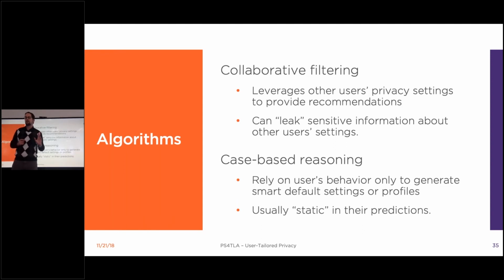But one problem is that it may itself fall prey to privacy problems, because sometimes it's possible for a system like this to leak sensitive information about other users' privacy settings through the recommendations that it makes. So you have to be a little bit careful with that. There are actually privacy-preserving algorithms as well, but they don't work that well, so this is a bit of a trade-off. Case-based reasoning algorithms, on the other hand, don't rely on other users, so they don't have this problem, but therefore they are usually static in their behavior and their predictions. This means that the model doesn't really evolve over time and also doesn't really improve with more data from more users.